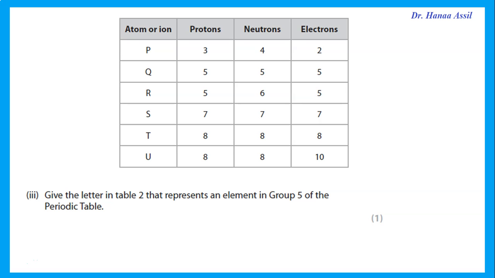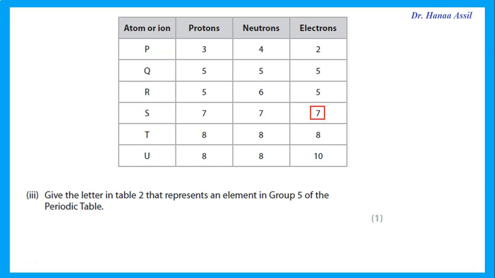Give the letter that represents an element in group 5 of the periodic table. How do I know which group? You should know that the group number is the same as the number of electrons in the outer shell. So we're looking for something that, when the electrons are distributed, has 5 in the outer shell. If we look at S, S has a total of 7 electrons. If I distribute the electrons, the first shell takes 2, the second shell takes 5. So this element would be in group 5.